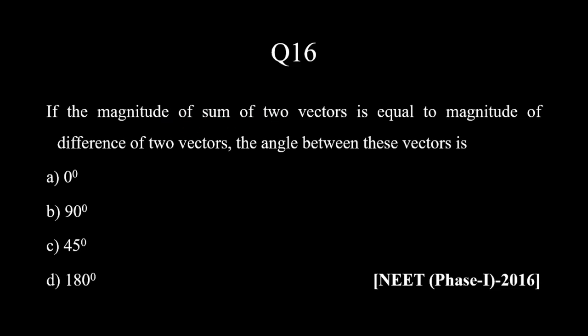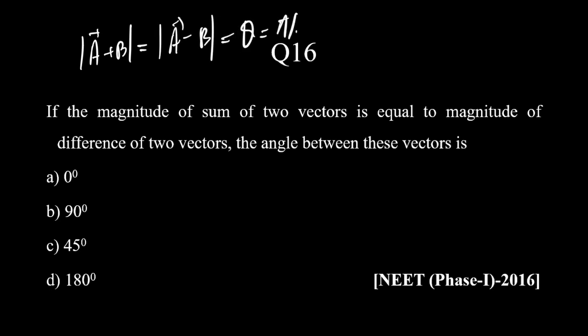If the magnitude of the sum of two vectors is equal to the magnitude of the difference of the two vectors, the angle between the vectors is... See, this is something that we've been repeatedly telling in class time and time again, that it is very important to make sure that you know the fundamental results. We have discussed this many times: if modulus of a plus b is equal to mod of a minus b, then the angle between them is pi by 2, or otherwise 90 degrees. So the correct option is option B.